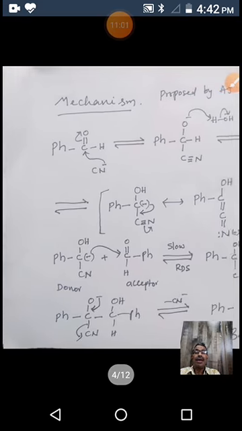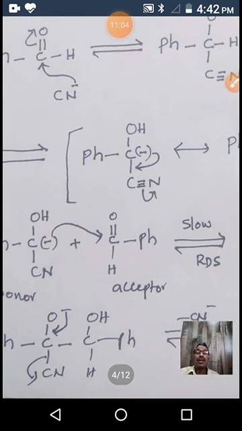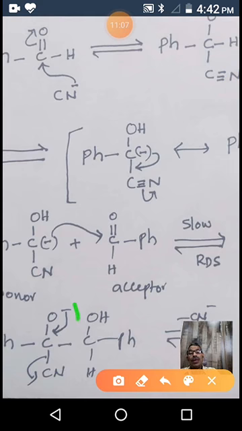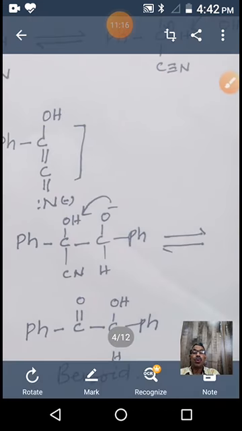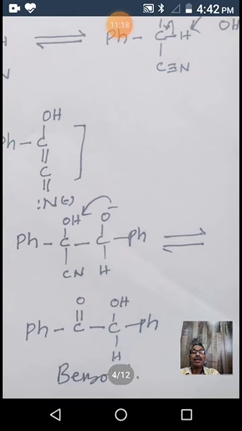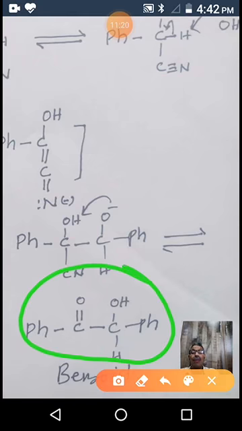Then finally what happens, this O minus electrons delocalize here, and this CN goes as CN minus. So due to loss of CN, we finally get benzoin. You see, this is benzoin, an alpha hydroxy ketone.